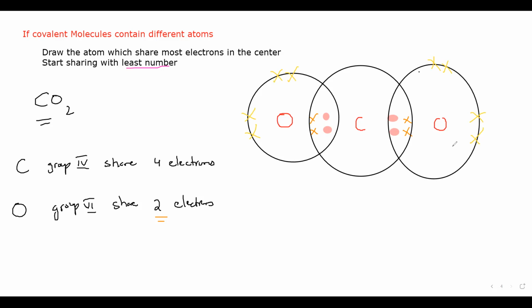Is it clear, the structure of carbon dioxide? Is it clear, this example?